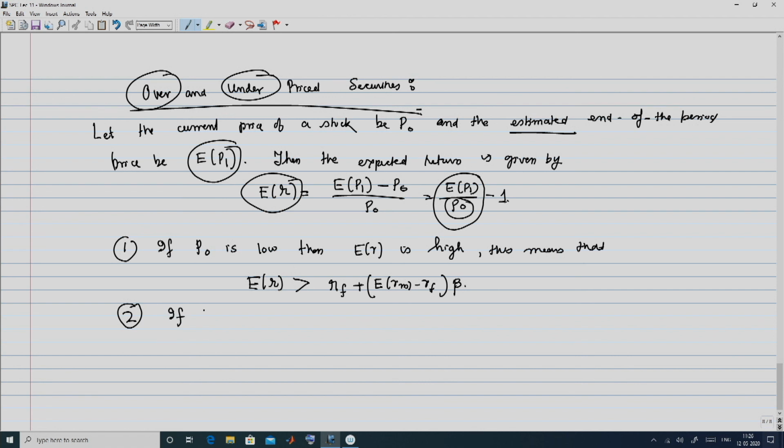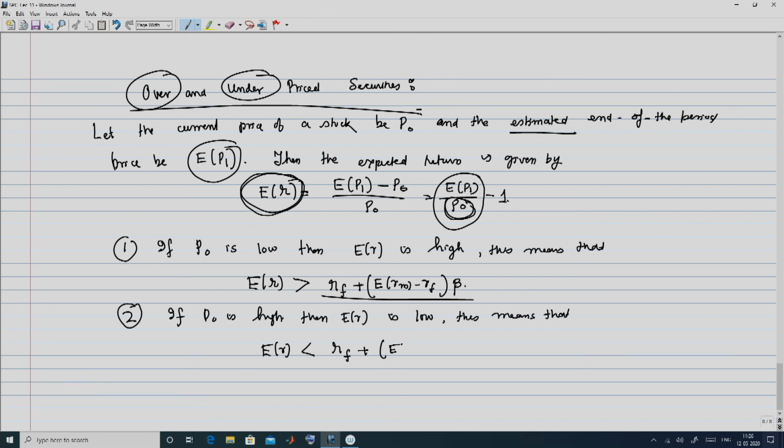Now, let us look at the other case, that if P naught is high, that means this is large. So, this means that E of r is going to be small. So, then E of r is low, and if it is low, that means E of r will be less than the expected return as given by, again, this expression given by CAPM.